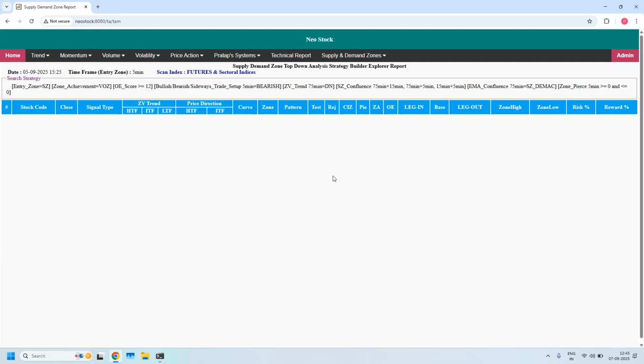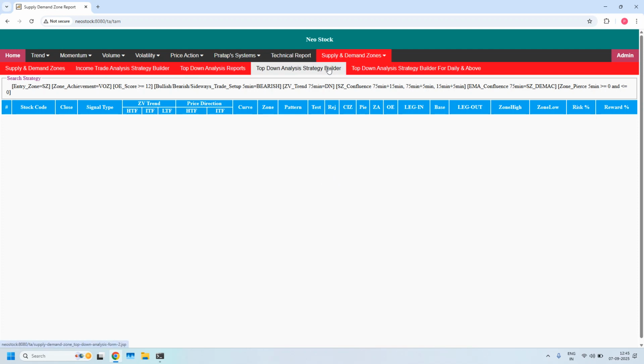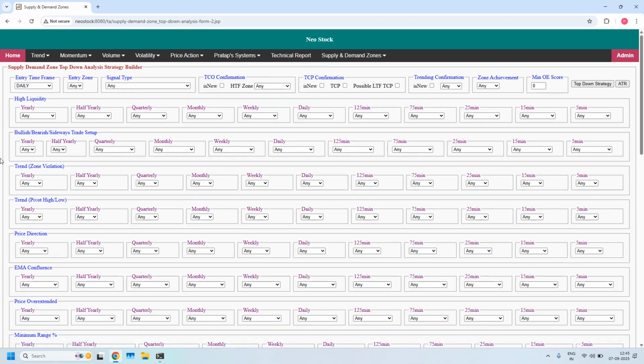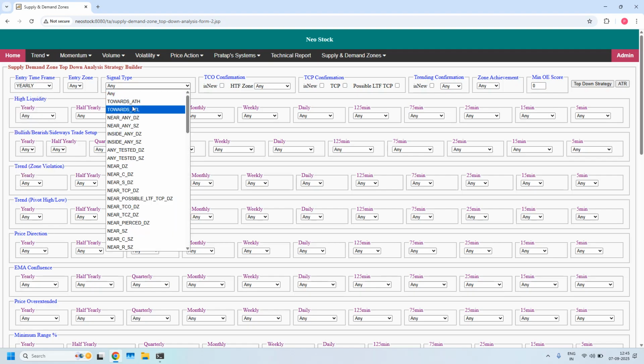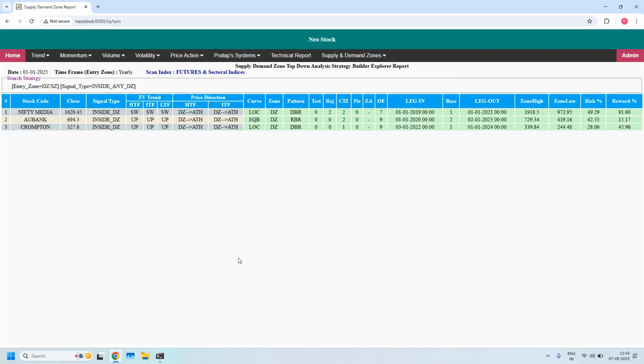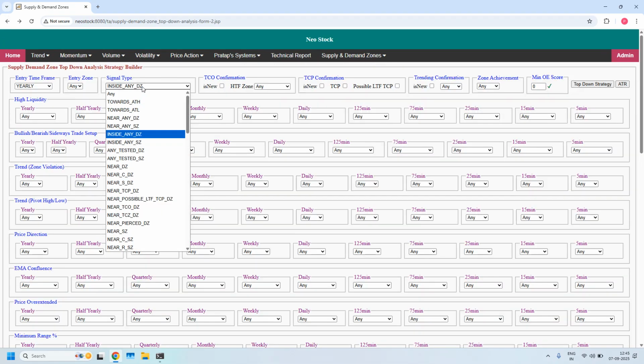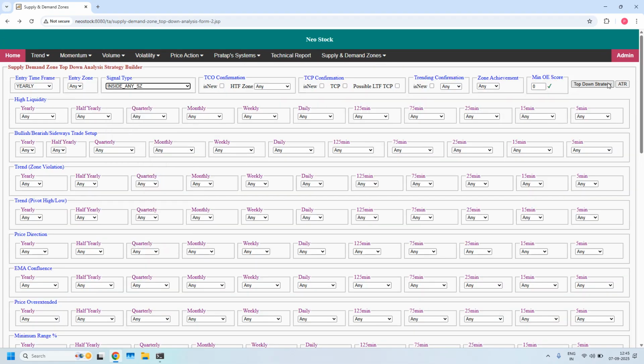Next, I will generate finding the stocks near demand and supply zones for different time frames. Starting with yearly time frame, price closed inside the yearly demand zone. We got 3 stocks. Next, price closed inside the yearly supply zone. We don't have any stocks.